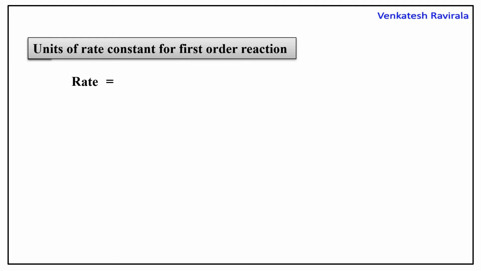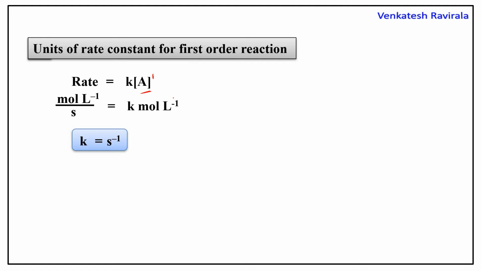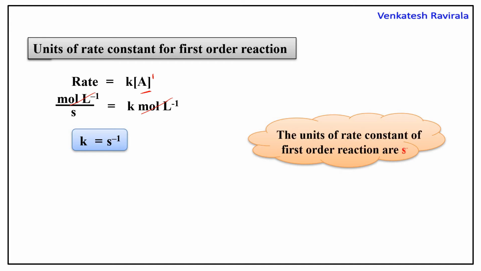Next, for first order, again I am writing the rate expression here, with the power 1. So again you write for rate, mole per liter per second, is equal to K. What are the units for the concentration? For this concentration, units will be mole per liter. Now K is equal to what we are going to get? This mole and this mole will cancel, so we are going to get per second. The units for rate constant for first order reaction will be per second.